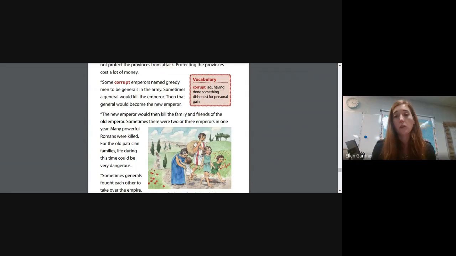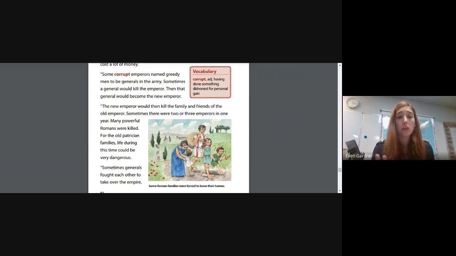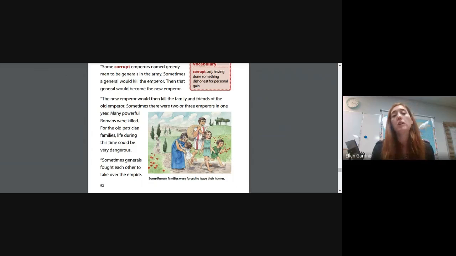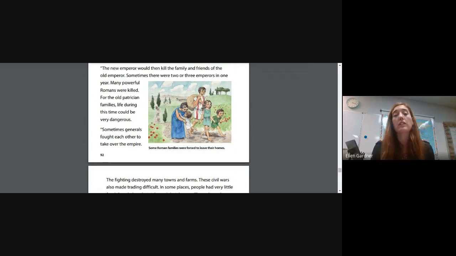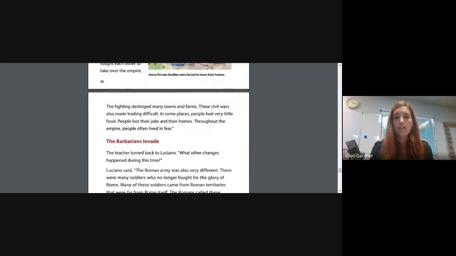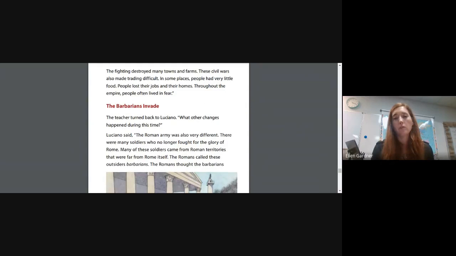Now, the new emperors would then kill the family and friends of the old emperor. Sometimes there were 2 or 3 emperors in one year. Many powerful Romans were killed. For the old patrician families, life during this time could be very dangerous. Sometimes generals fought each other to take over the empire. The fighting destroyed many towns and farms.